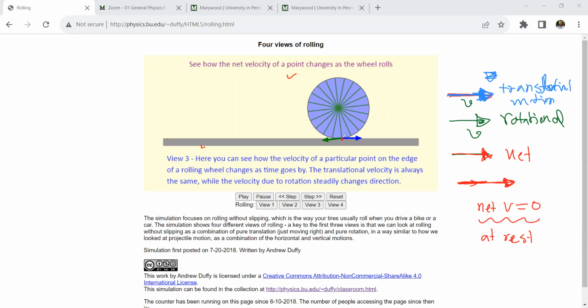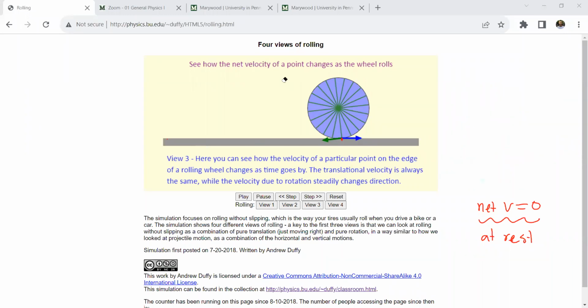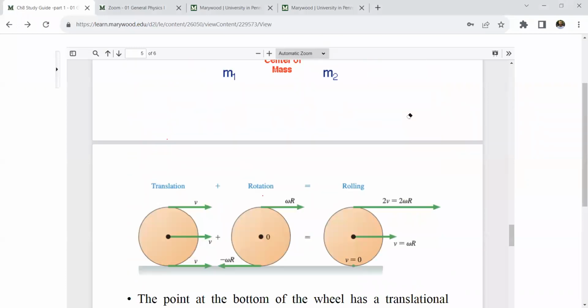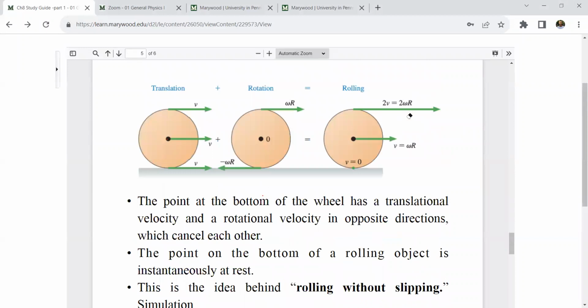Now let's go back to the slide, and you will see the same thing here. At the top they add together, and at the bottom it is 0. Because the net velocity is equal to 0 here, the friction between the wheel and the ground is static friction. All right, so we'll be doing at least one problem in the problem solving class.